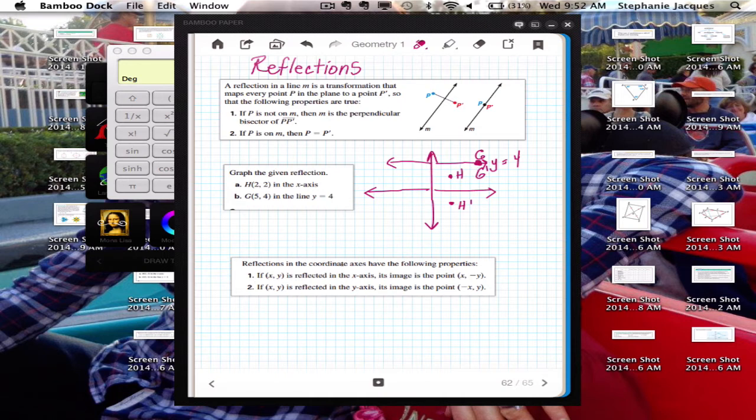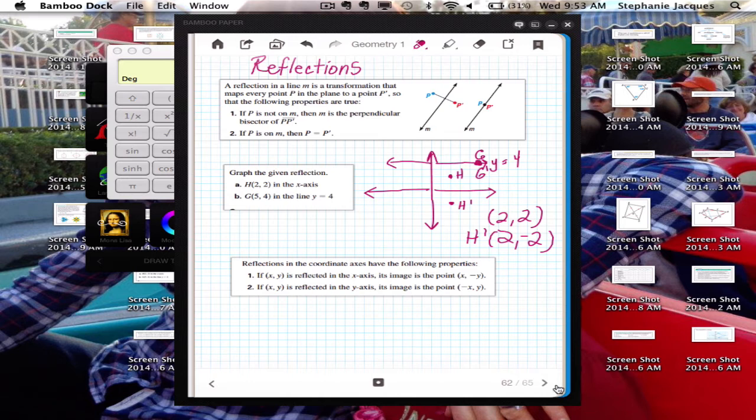Okay, reflections in the coordinate axis have the following properties. So if (x, y) is reflected in the x-axis, its image is the point (x, negative y). So if we look at our h here, we had 2 and 2. And then when we did h prime, we had 2, negative 2. So it matches the pattern. We have a positive y and a negative y. If (x, y) is reflected in the y-axis, its image is the point (negative x, y). It's negative x, the opposite of x, and positive y. The only reason it didn't work for what we're doing here is because it was right on the line.